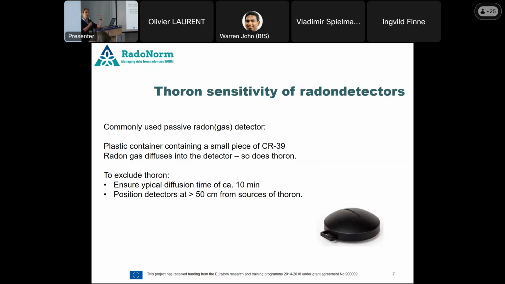This also points to what you can do to make detectors more selective for radon. If the typical diffusion time is of the order of 10 minutes, so 10 times the half-life of thoron, the thoron contribution will be very limited. Another measure you could take is to position detectors away from any possible sources of thoron, so at least about 50 centimeters. In large-scale surveys, this second method would be less reliable because it's harder to control what people will do once the detector has been placed. We found that in many cases people tend to move them, so even if you initially place them at 50 centimeters, they may not stay there.